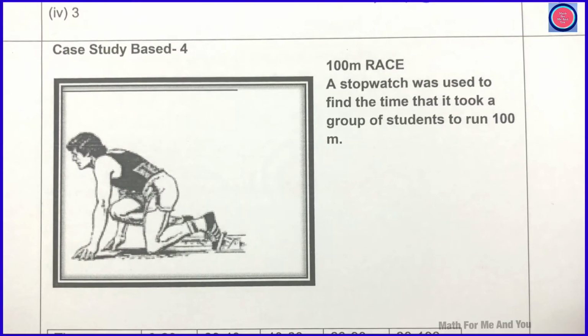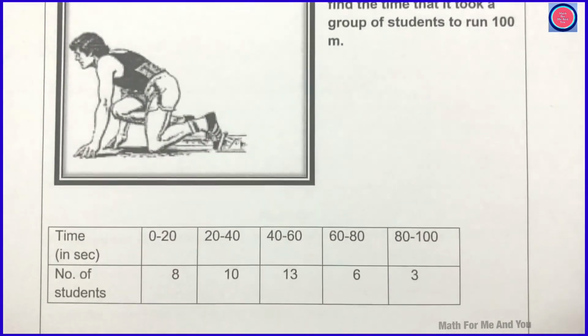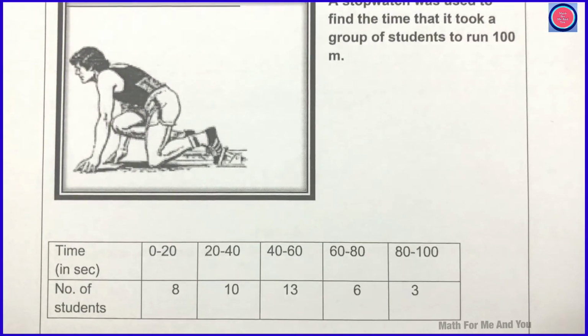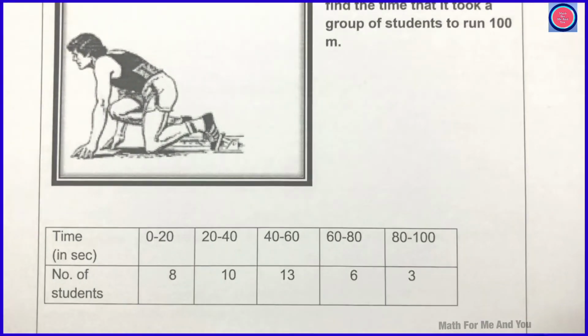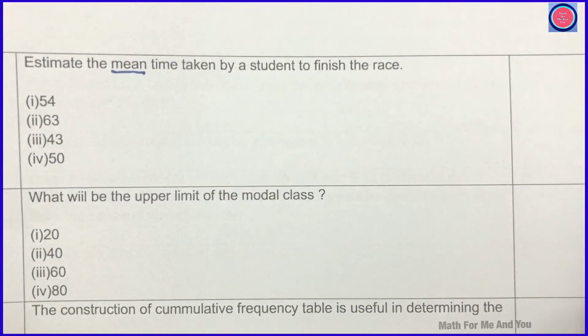Case study based question number 4. A stopwatch was used to find the time it took a group of students to run 100 meters. You can see here time in seconds given as 0 to 20, 20 to 40, 40 to 60, 60 to 80 and 80 to 100 with the number of students given as 8, 10, 13, 6 and 3. First one, estimate the mean time taken by a student to finish the race.